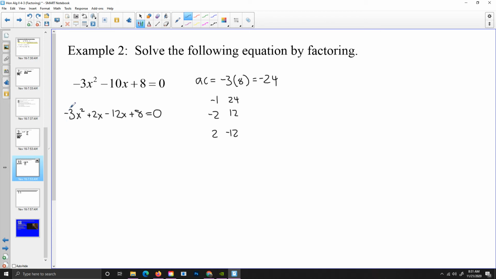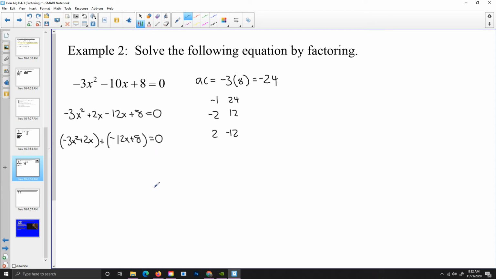So we're going to group the first two terms, and we'll have -3x squared plus 2x. And we're going to group these second two terms. Now, if I want to keep that negative in front, I've got to go plus because we're making it a group. So it's got to be plus -12x plus 8.